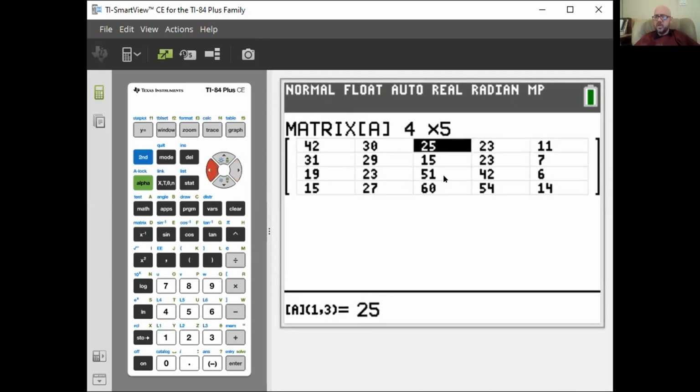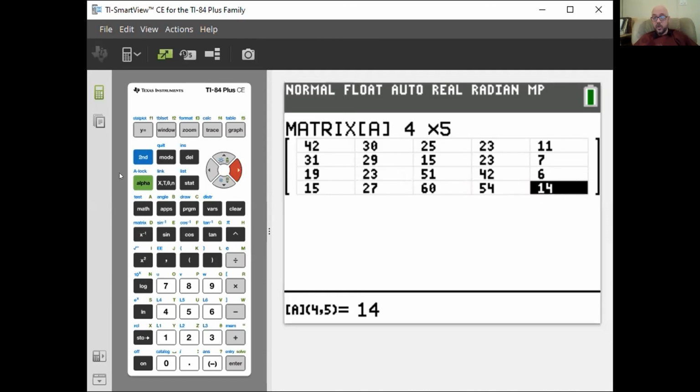Oh, and by the way, I'm hitting the enter key each time to move to the next entry. You can also use the arrow keys to move around. If I hit enter right here, it'll just move me one to the right. And then when I get to the end of the row, it'll move me to the next row like that. So I was just hitting enter to move from one to the next. All right, so 42, 30, 25, 23, 11, 31, 29, 15, 23, 7, 19, 23, 51, 42, 6, and 15, 27, 60, 54, 14. Okay, by some miracle, I've made no errors, which is very unusual. So I'm going to quit out of here.